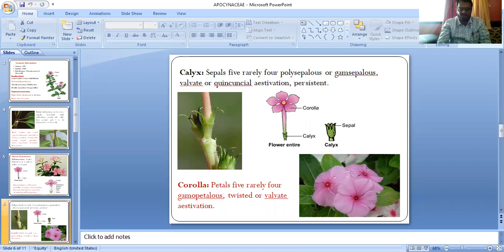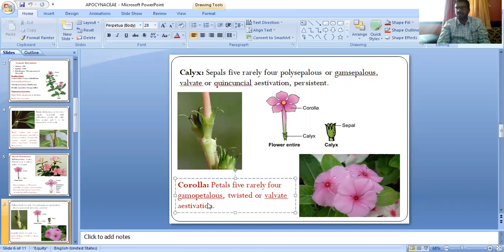Then next we have to see the corolla. Corolla is composed of petals, or a group of petals is nothing but the corolla. In this case the number of petals is 5 or rarely 4. If we are looking at a pentamerous flower, the number of petals is 5. If we are looking at a tetramerous flower, the number of petals is 4. Yes, they are gamopetalous, meaning all the petals are fused to each other.